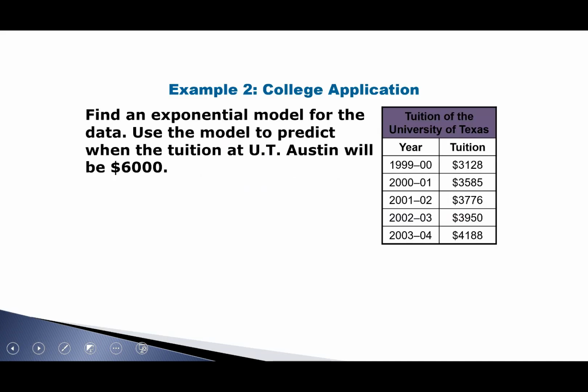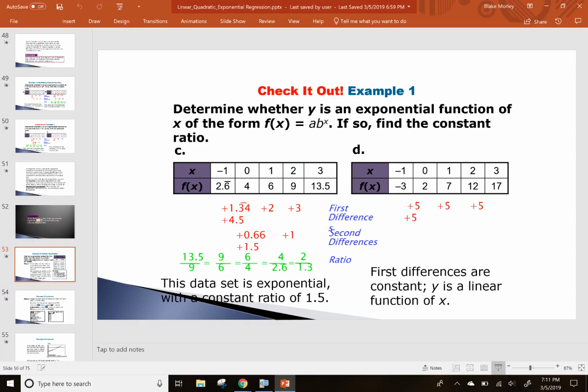But anyway, let's take this. Find an exponential model. So it tells us we're making an exponential equation right there. For the data, use the model to predict when the tuition at UT Austin will be $6,000. So we're going to go to our calculator. Let me close this. I'm just going to get rid of that.